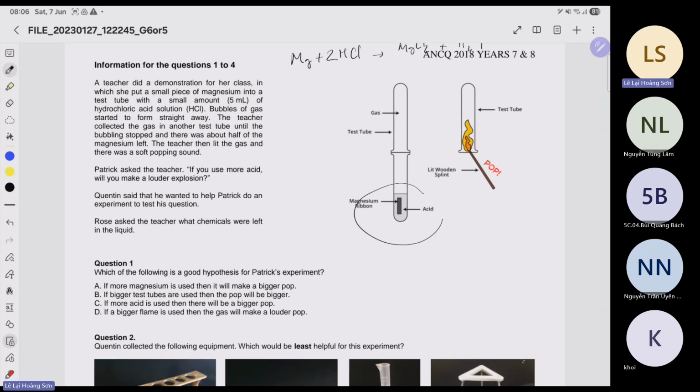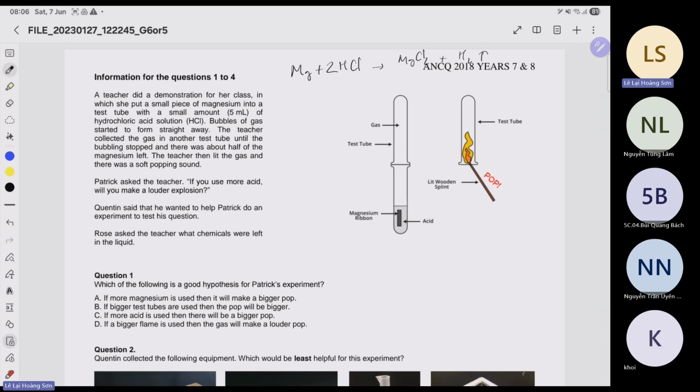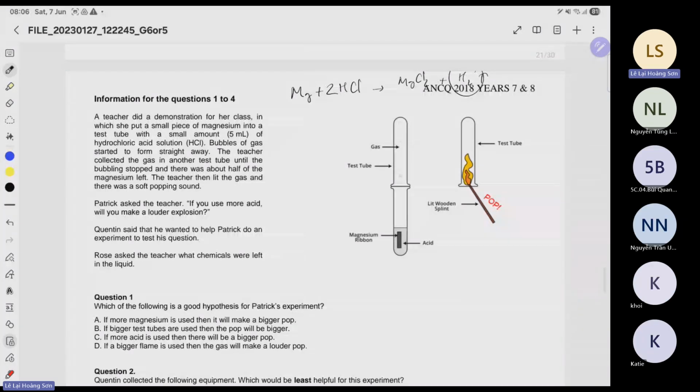All right. You let it react. You form hydrogen. Hydrogen is really light. It's lighter than air, so it will go to the second test tube up there. And then when you give it a splint, a wooden splint, it will pop because you have hydrogen here. Hydrogen can explode when it comes into contact with oxygen, and we have just a light, a splint. It can have this reaction to form water.